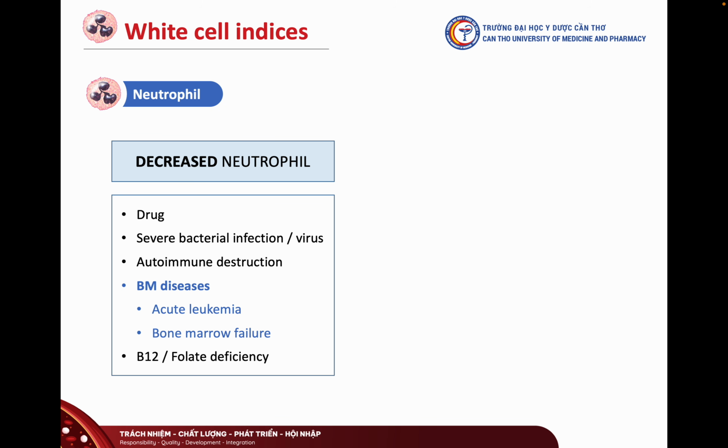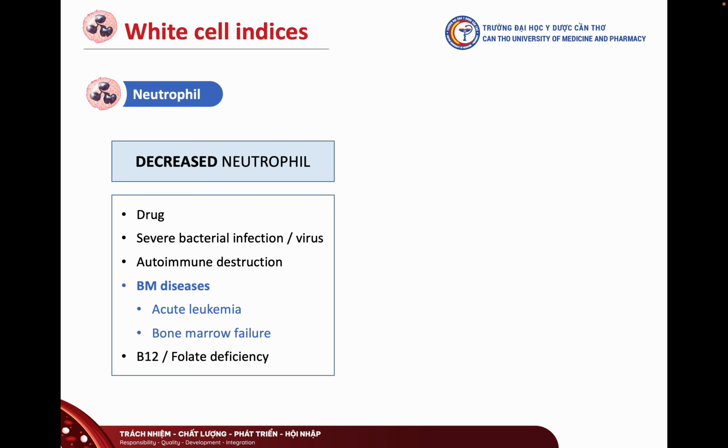Autoimmune destruction is another possibility, seen in some autoimmune diseases like lupus erythematosus. And don't forget about bone marrow diseases like acute leukemia or bone marrow failure. These impair neutrophil production at the root. And lastly, vitamin B12 or folate deficiency can lead to ineffective hematopoiesis, affecting all cell lines, including the neutrophils.